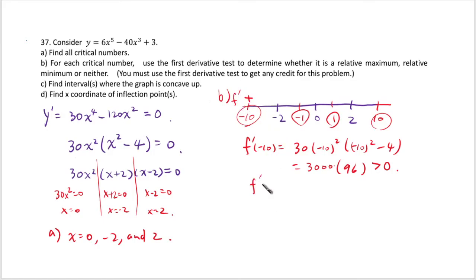And then f prime of negative 1 would be 30 times negative 1 squared, negative 1 squared minus 4.